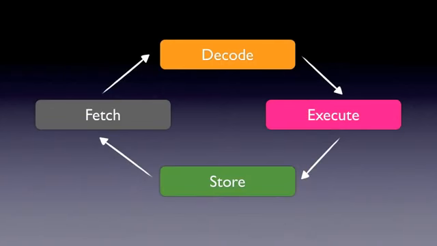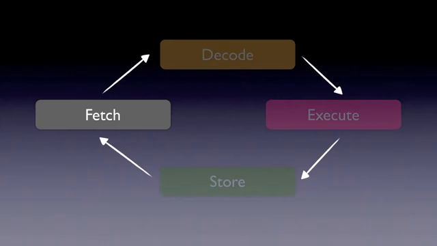The microprocessor spends its entire life going around in circles. The cycle you see here is the fetch-execute cycle. By examining each of these steps in turn, we'll be able to better understand how the microprocessor works.